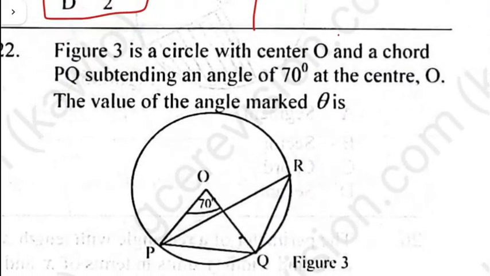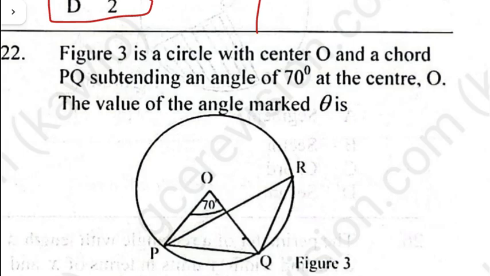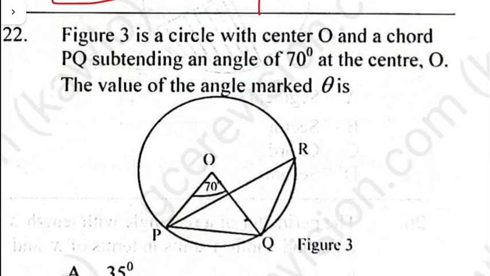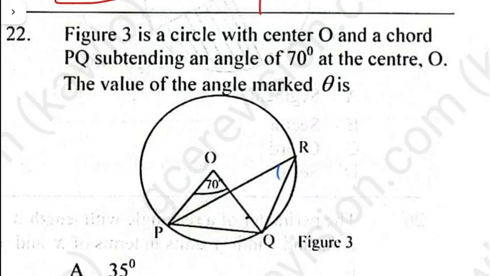Question 22. Figure 3 is a circle with center O and a chord PQ, subtending an angle of 70 degrees at the center. The value of the angle marked theta is, well, this angle. As students told me before, the angle was not well represented, but in this case you already know this is the angle theta here. So this chord PQ subtends an angle of 70 at the center. Meanwhile, the angle it subtends at the circumference is PRQ. So what will be the value of theta?